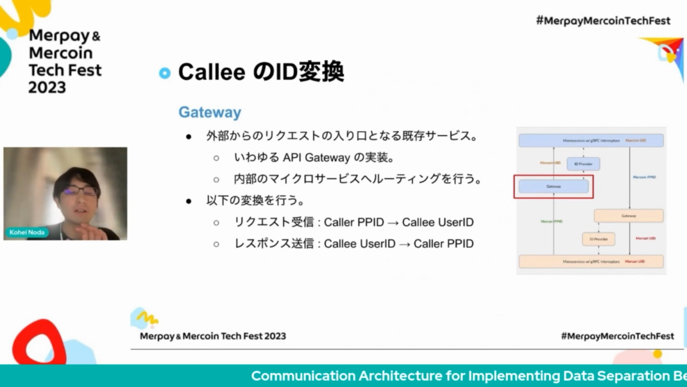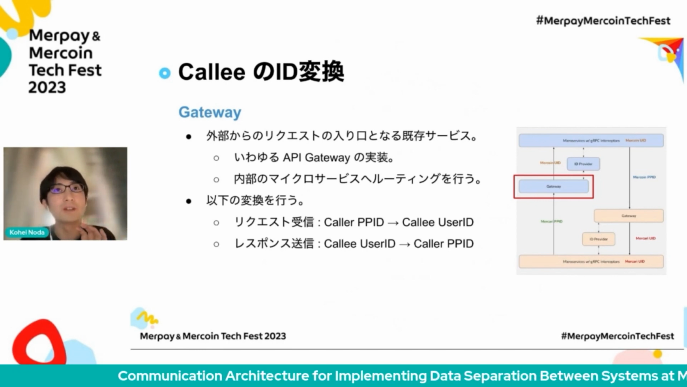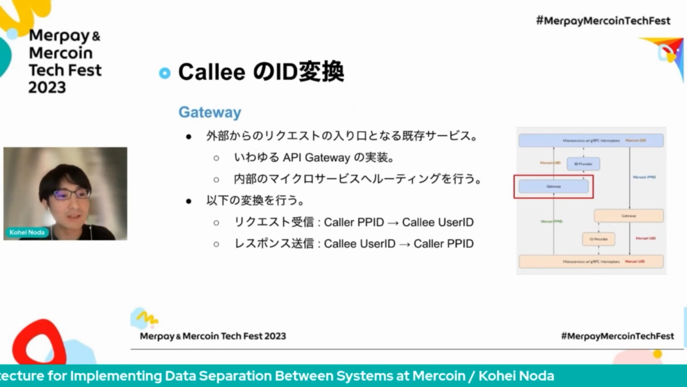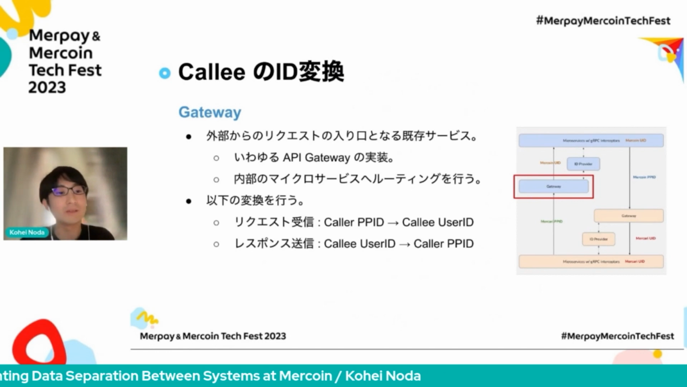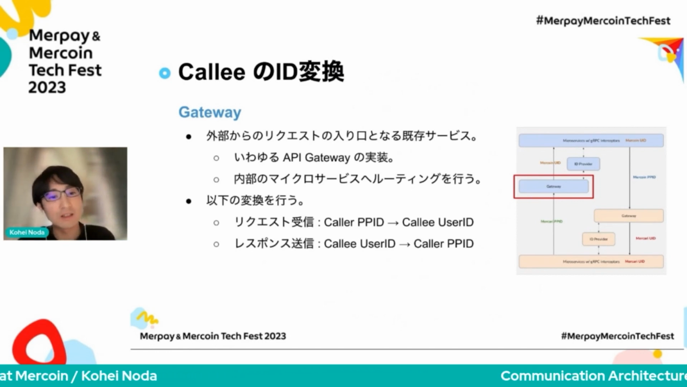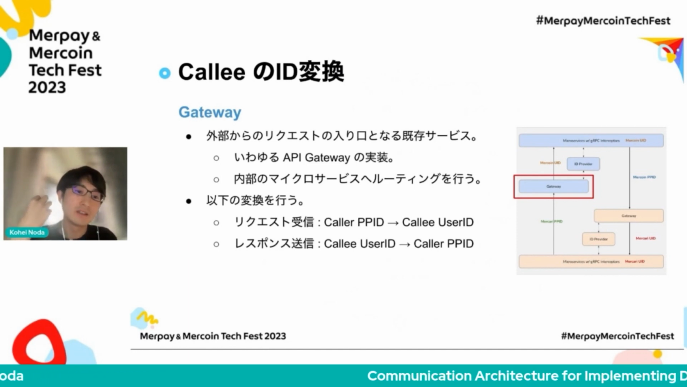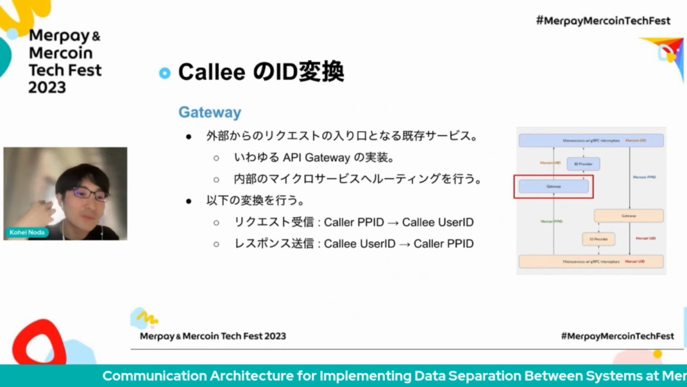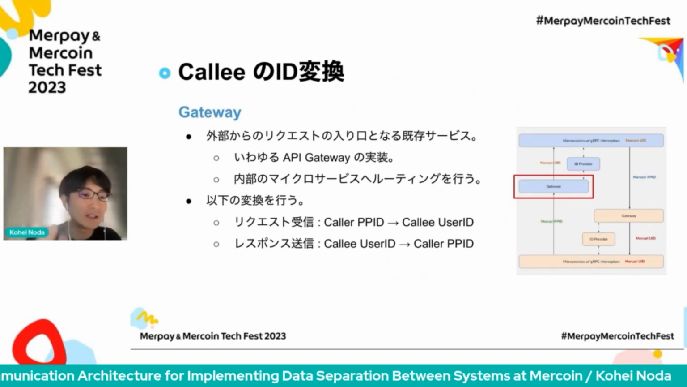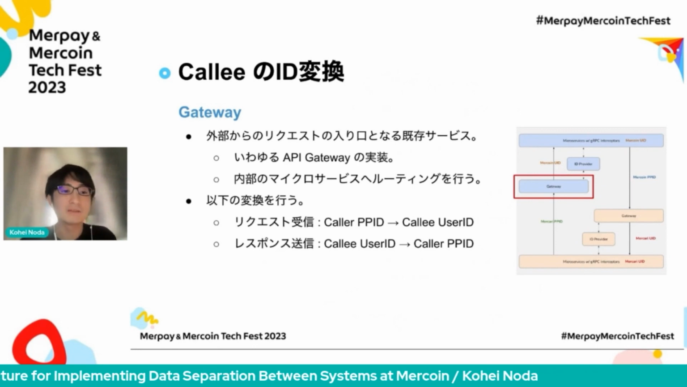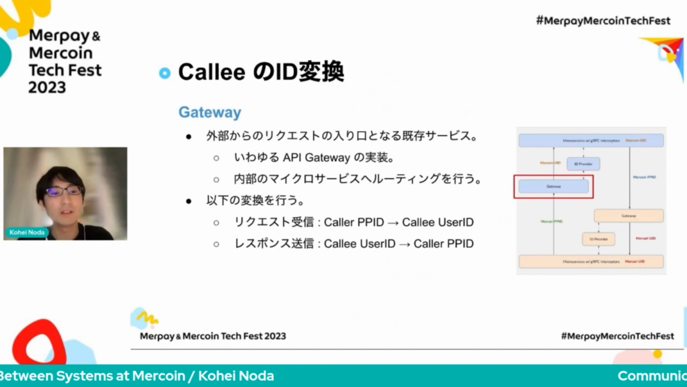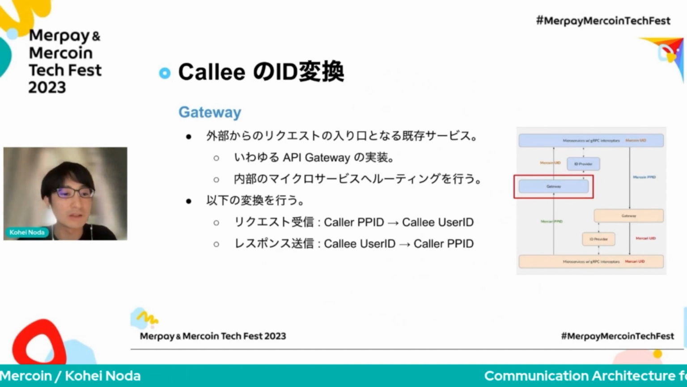So in this gateway, we perform an ID conversion on the gRPC call messages that come from the caller when the request is received. PPID is converted to a user ID, the callee's side ID, and the message is actually routed to the microservice behind the scenes. When the response comes back from the microservice, the callee ID included is converted back to caller's PPID.